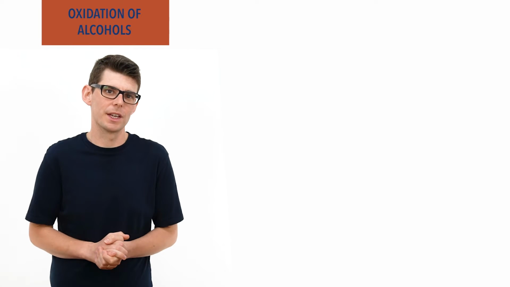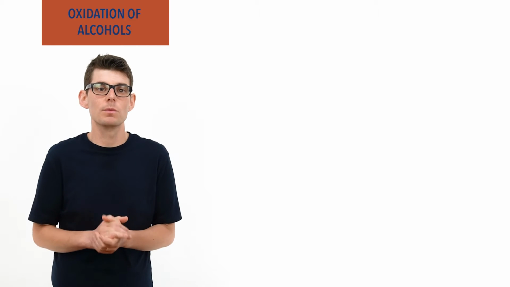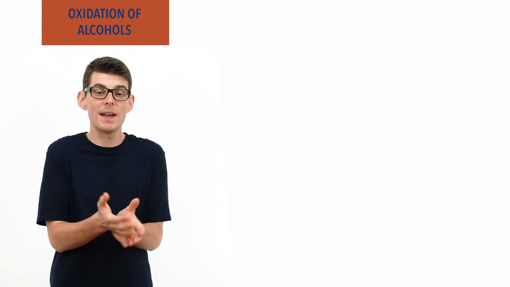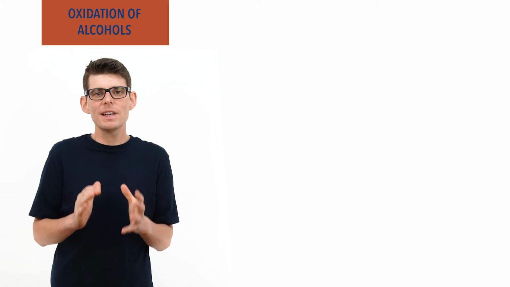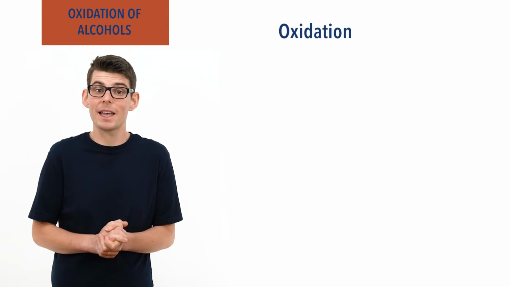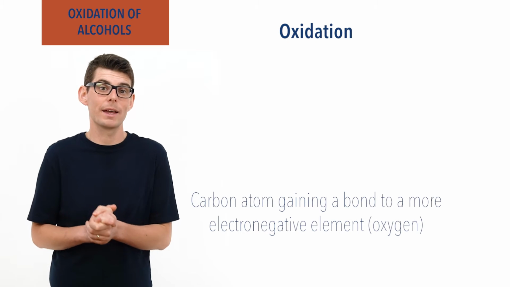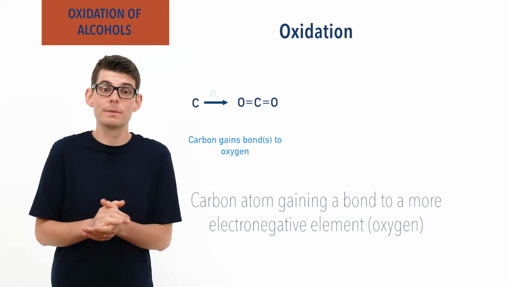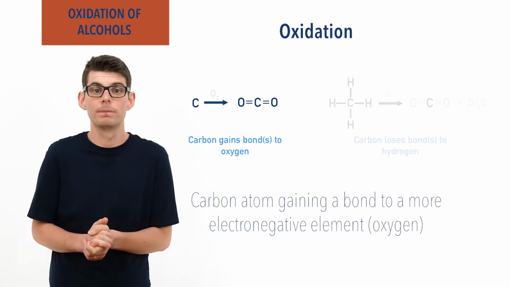Recap done? Let's go. Oxidation in organic reactions can seem very confusing. We can't see electrons moving in the same way as we can for inorganic processes, like metal atoms losing electrons when oxidized. At this level though, oxidation in organic chemistry refers to a carbon atom gaining bonds to a more electronegative element, nearly always oxygen, and or losing bonds to a less electronegative element, nearly always hydrogen.